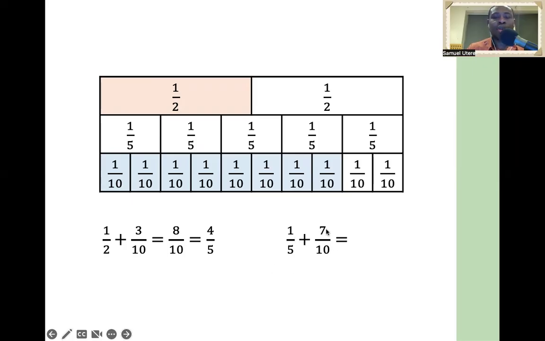Look at this one. You can use the same idea here. You want to add 1/5 to 7/10. What is the equivalent of 1/5 in tenths? The equivalent of 1/5 in tenths is 2/10. So when you add them, you're going to have 9/10, and that should be your answer. And you can see it here on the fraction wall. So 1/5 plus 7/10, you can see that you stopped right here. So you have 9/10.